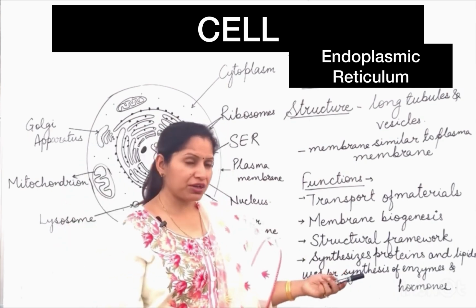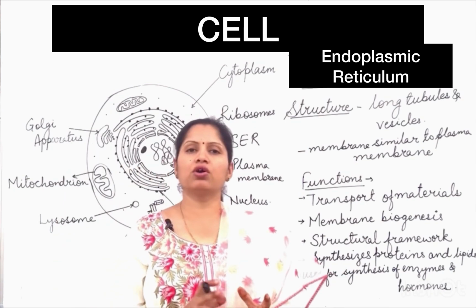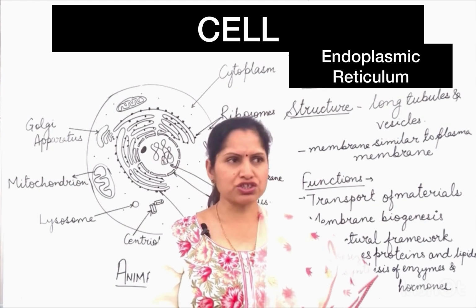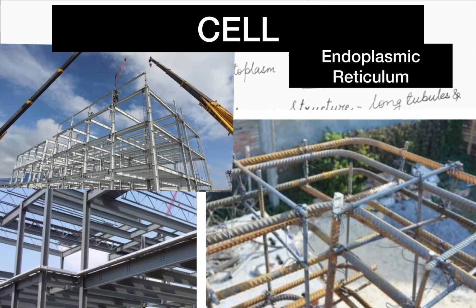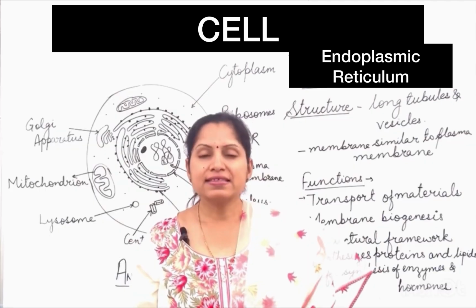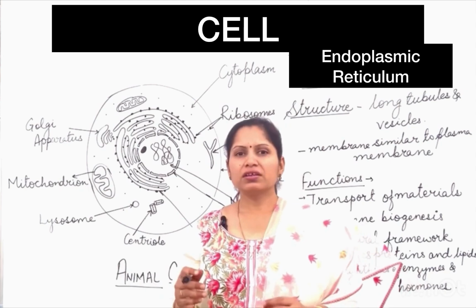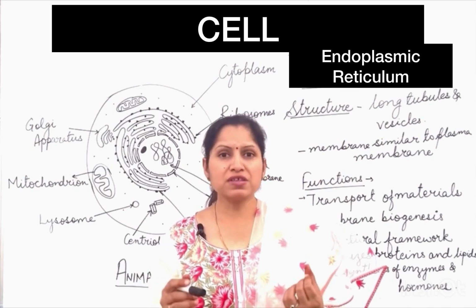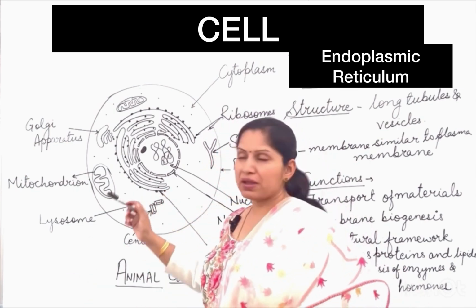Next, endoplasmic reticulum also provides a structural framework of a cell. What is the meaning of structural framework? Whenever a building is being constructed, you must have observed that first some iron rods are fixed and around them the construction of bricks is done. So that framework is provided by those iron rods. Similarly, in a cell also, the basic function of maintaining a proper shape and providing proper support to a cell is done by endoplasmic reticulum.